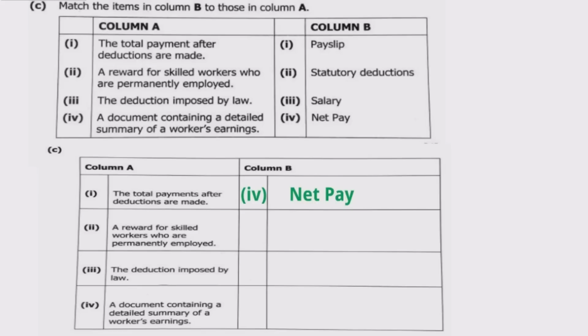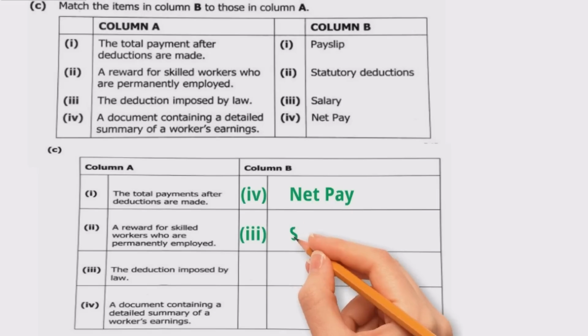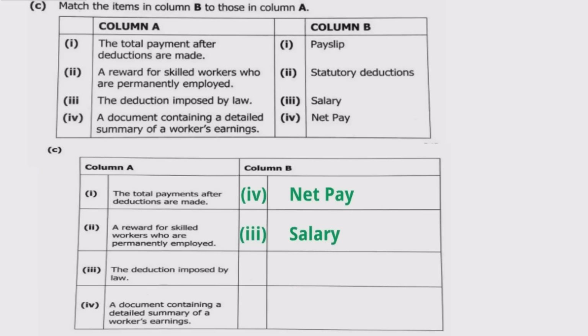Number 2, a reward for skilled workers who are permanently employed, that is salary. If you are permanently employed, then you are given a reward, that is salary. Number 3, the deduction imposed by law, that is statutory deduction. This one you cannot say I'm not going to be contributing, I'm not going to be paying. It's statutory deduction. It's imposed. It's a law, you have to follow it. Like paying taxes, that is statutory deductions.